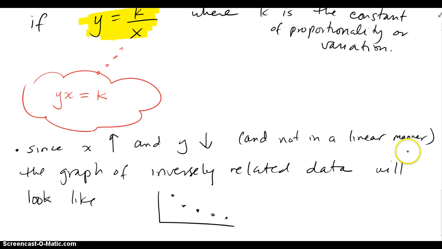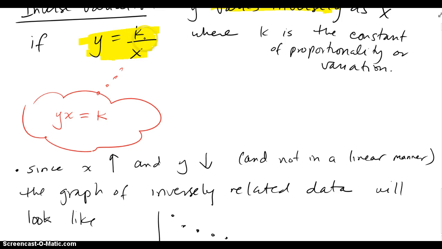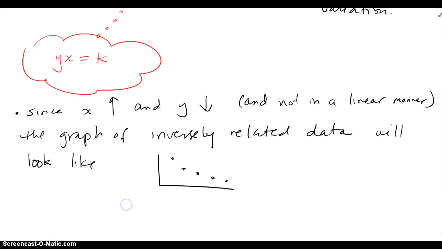Another thing to point out is that as x goes up and y goes down in an inverse relation, it's not in a linear manner, because notice I don't have y equals mx plus b of any form, I have k divided by x, so there's actually a division going on, and this is actually a rational function because there's division by a variable. The graph of inversely related data will look like a set of data points that are obviously decreasing because as x goes up, y goes down, and it'll look somewhat curvy. So keep that in mind. If I were to connect the dots, it would look curvy and not linear.